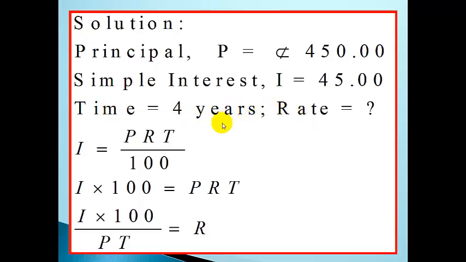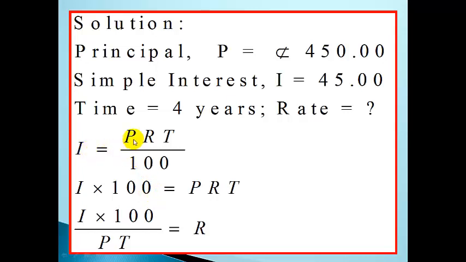Now, from the simple interest formula, we have I equals P times R times T divided by 100, where I is the simple interest, P is the principal, R is the rate, T is the time, and 100 is a constant. Because we are solving for R, we have to cross multiply, and at the end, we make R the subject through the principle of change of subject.